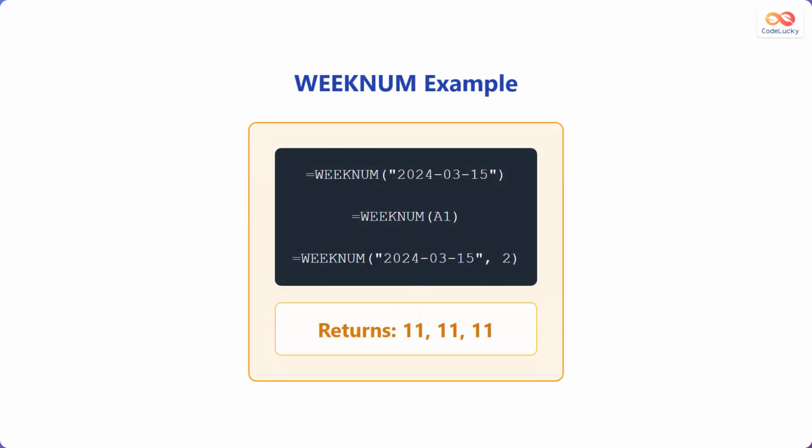Let's look at a few examples of how to use the WEEKNUM function. First, =WEEKNUM("2024-03-15"). Second, =WEEKNUM(A1), assuming that cell A1 contains a date. Finally, =WEEKNUM("2024-03-15", 2). In each of these cases, the function will return the number 11, indicating that the 15th of March 2024 falls in the 11th week of the year.